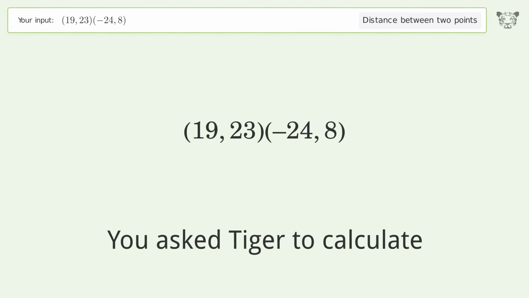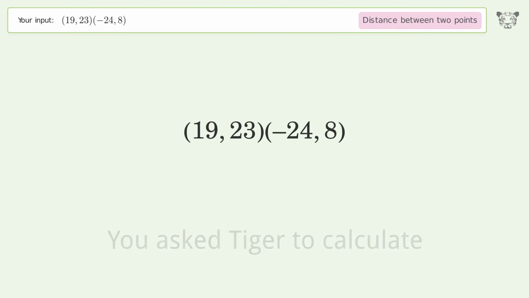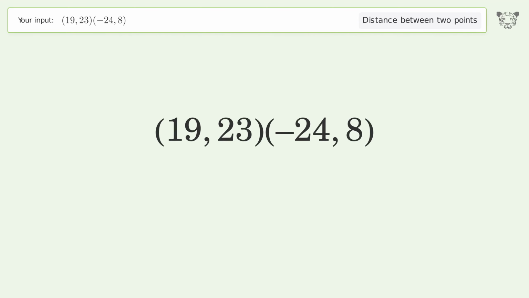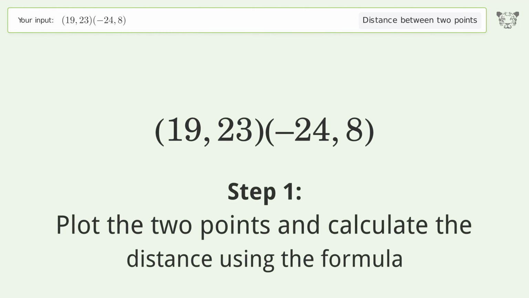You ask Tiger to calculate. This deals with the distance between 2 points. The distance between the 2 points is the square root of 2074, or 45.541. Let's solve it step by step. Plot the 2 points and calculate the distance using the formula.